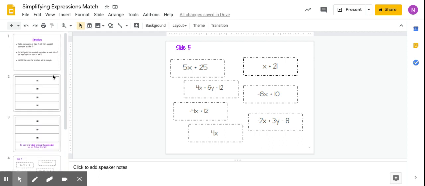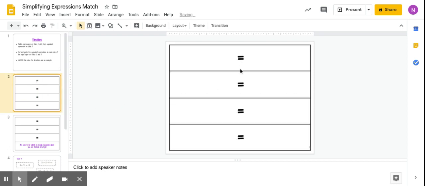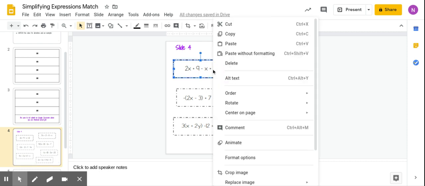So basically, you are going to cut and paste the equivalent expressions on each side of the equal signs on slides 2 and 3. So here are my equal signs. So you're going to take your expression. So let's say this is the expression I want to take today for the first one. I'm going to right click. I'm going to cut this.